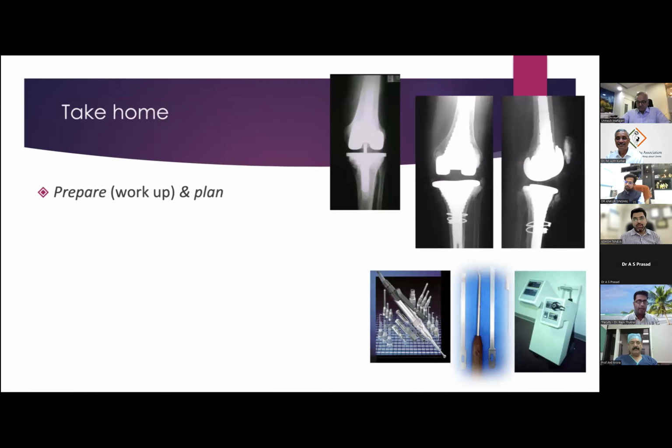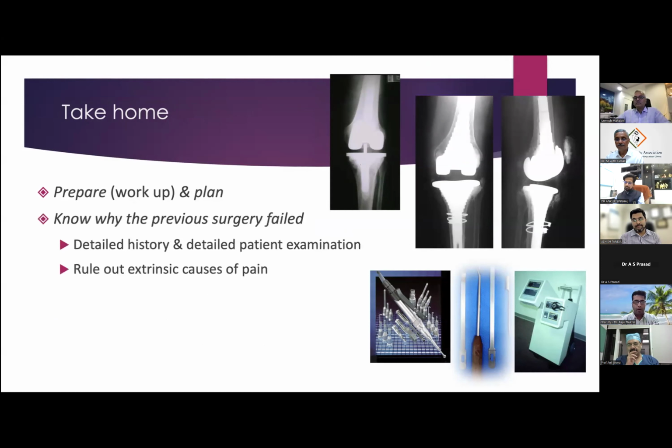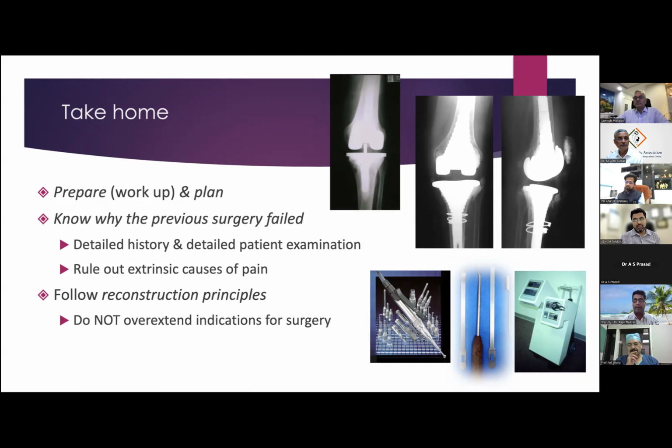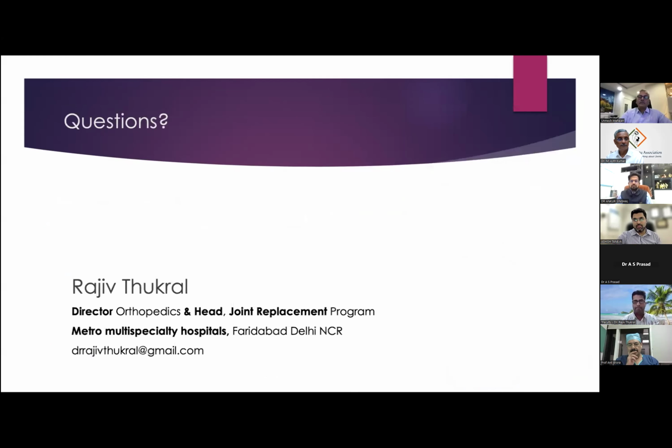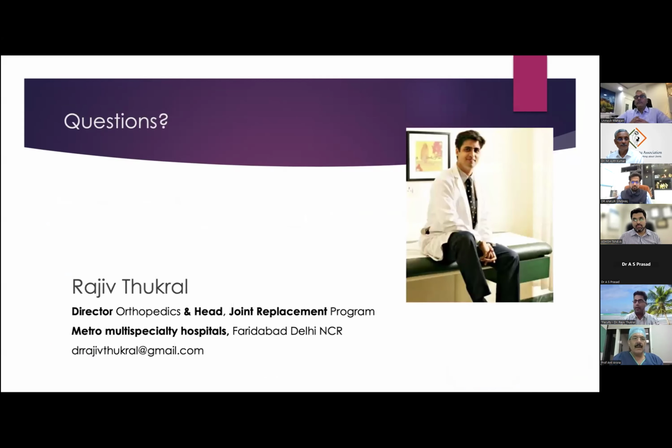That's fine. Thanks. Do you want to summarize? I'm okay. I'm just trying to say that I was going to do that, which is to prepare well by doing a proper detailed workup plan according to your workup. Know why the previous surgery has failed through a detailed history, physical exam, and ruling out other causes of pain, and then follow the basic reconstruction principles. Do not overextend your indications for a revision. Have adequate inventory available intraoperatively. If there are any questions, I'm happy to take them, or we can take them at the end of the session.